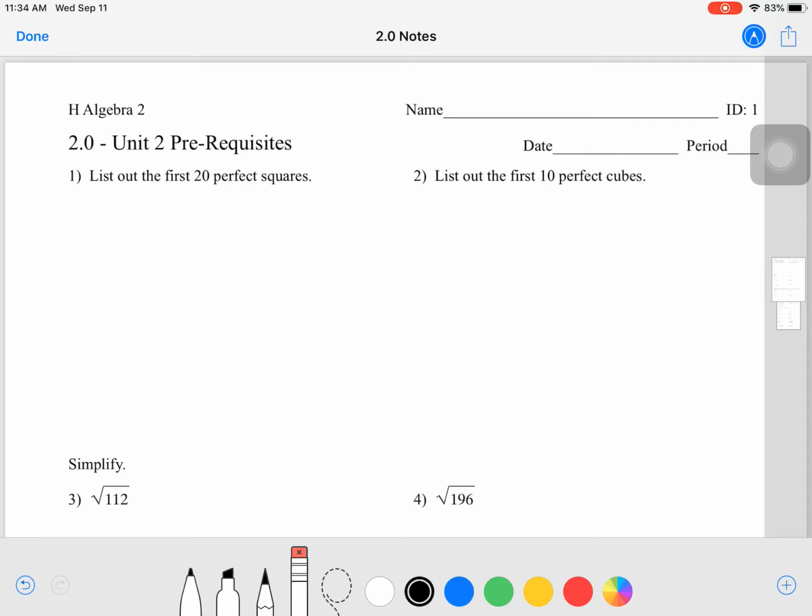Before we start Unit 2, I want to make sure you have the chance to go over some things that you did learn in previous courses that we are going to apply this unit. On 1 and 2 here, you're going to go through and list out your first 20 perfect squares or your perfect cubes, only 10 of those. So you're going to go through and do 1 squared, do 2 squared, and so on. I would try to do this without a calculator because it will be good practice since you do not get a calculator on any quizzes in Honors Algebra 2.